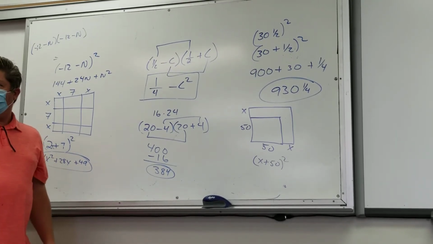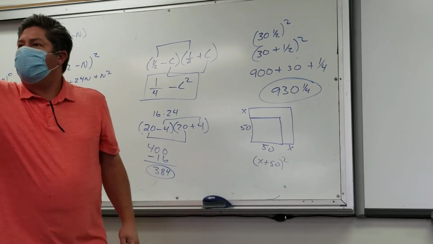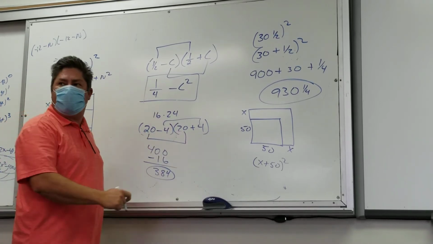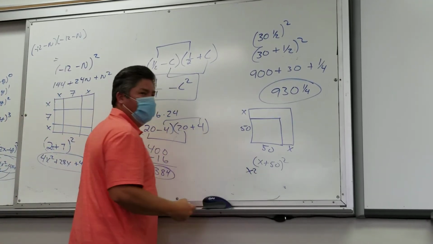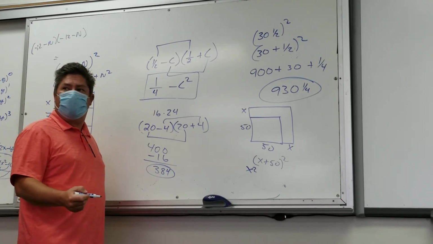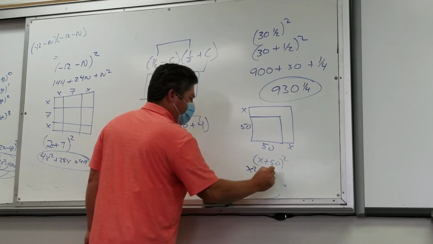Where did we end up at? Kenzie, what am I going to get when I square that whole thing out? You do the whole thing this time. X squared. X squared, then what? First term times second term double. 100x. Very good. Plus 100x, then what?